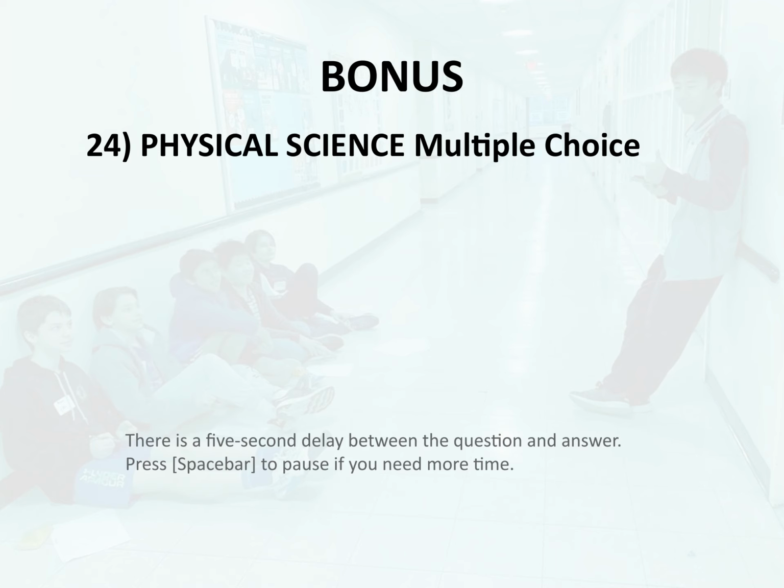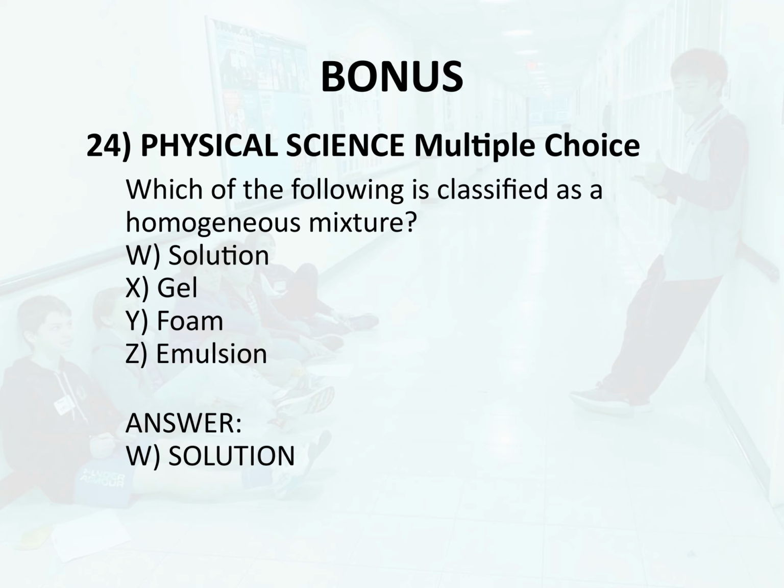Bonus 24. Physical science. Multiple choice. Which of the following is classified as a homogeneous mixture? W. Solution, X. Gel. Y. Foam. Z. Emulsion. Answer: W. Solution.